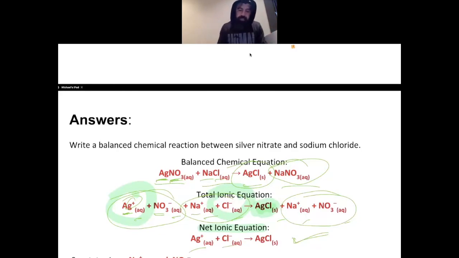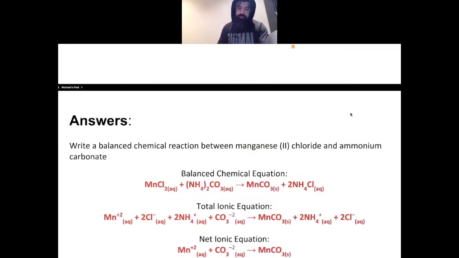But anyhow, notice what doesn't get used in these reactions. Nitrate and sodium. Notice they stay as nitrate and sodium on both sides. They never form the precipitate. So these two are considered the spectator ions because they're just watching all of this taking place. Let's look at the next example.